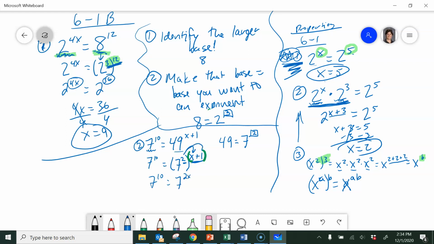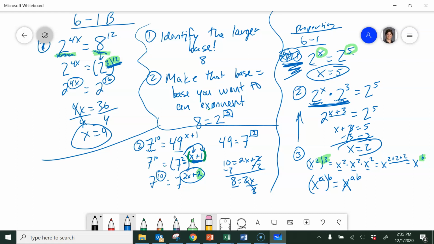So it's 7 to the 2x plus 2. The common mistake is that people would have a 1 here instead of a 2. So just be careful with that. Make sure if there's multiple pieces in one of the exponents, you use distribution. Having said that, now I can set 10 equal to 2x plus 2, and then I would just use my algebra to solve.